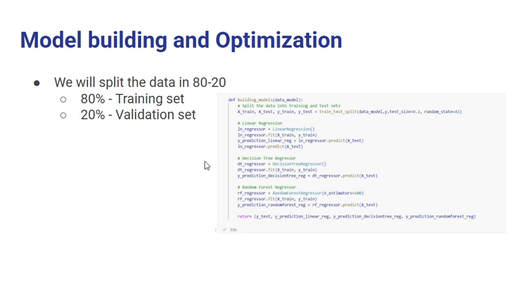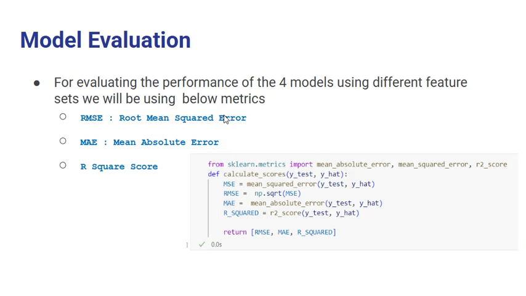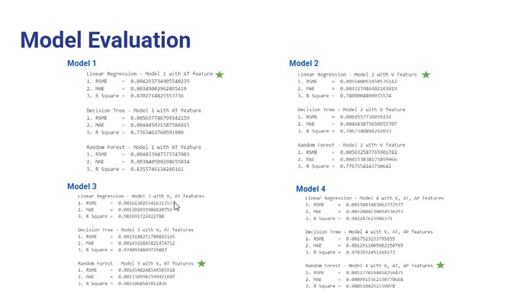So as part of model building strategy, I have split the data into 80-20, where the 80% I have used for training set and 20% for the validation set. For model evaluation, I have used RMSE, MAE, and R square to evaluate the performance of those four models. And you can see here the output of the different metrics that I have used.